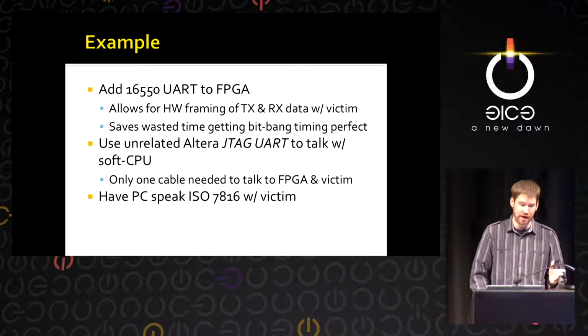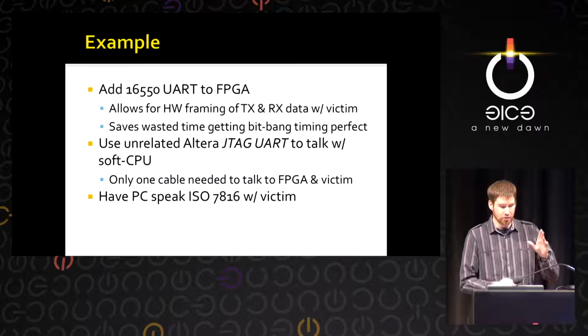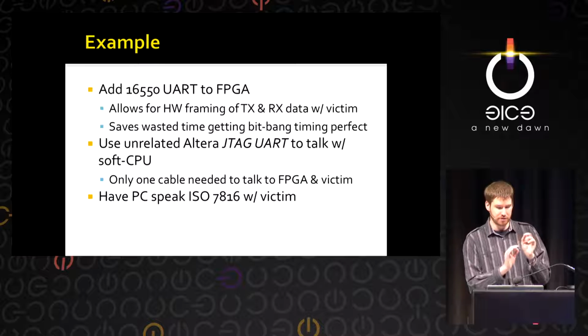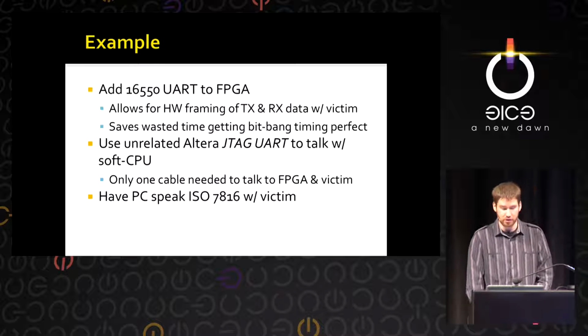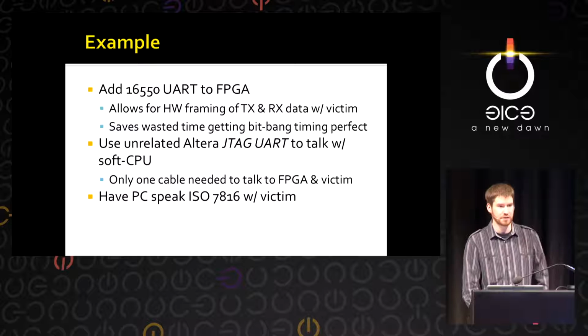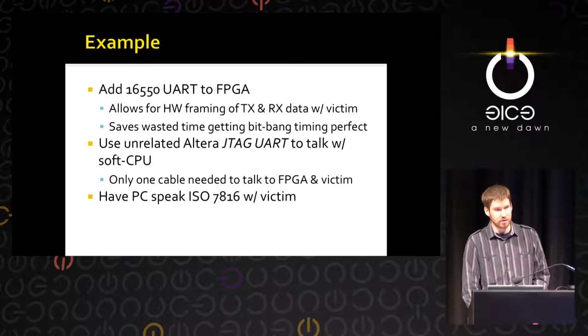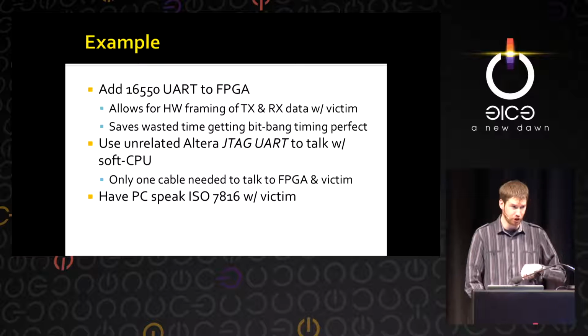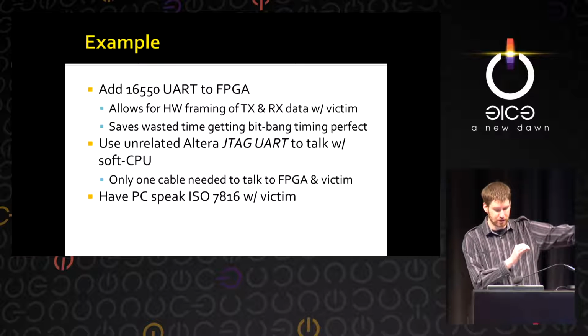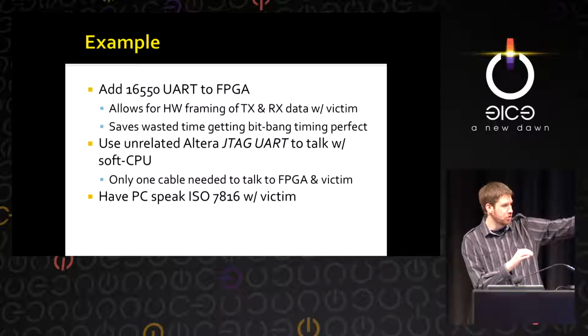So then what I was able to do is add a UART to the FPGA, and that's a 16550. What this does is allow for hardware framing of the transmission and receive data with the victim. Otherwise, you don't need a UART. You can do it with bit banging, but then you have to waste like 2 or 3 days potentially to get the timing perfect. So it's just easier. And then with the Altera, you can use this logic block called JTAG UART to talk to the MIPS 32-bit soft CPU running in the FPGA, and then the CPU can talk to the victim. So that way you just need one programming cable from the board to a USB port on your computer. You don't need a cable to the victim and a cable to the FPGA.